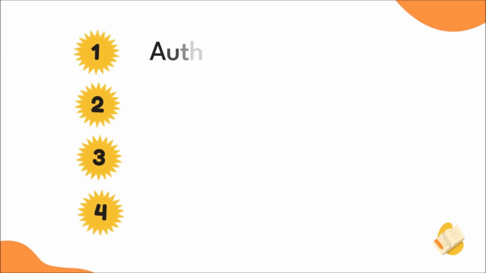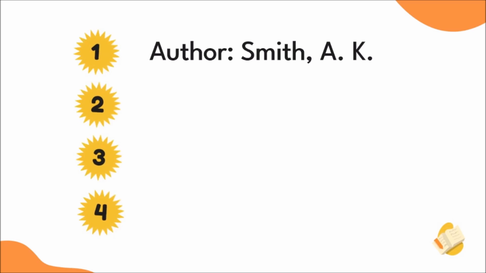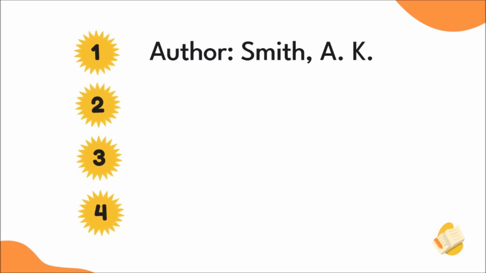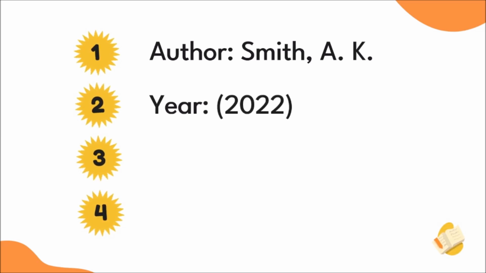The first one is the author. For example, let's suppose that the book was written by Smith and this person's name was Adrian Kevin, so the initials would be AK. The second element is the year of publication. Let's suppose that this book was written in the year 2022. We put this in parentheses.